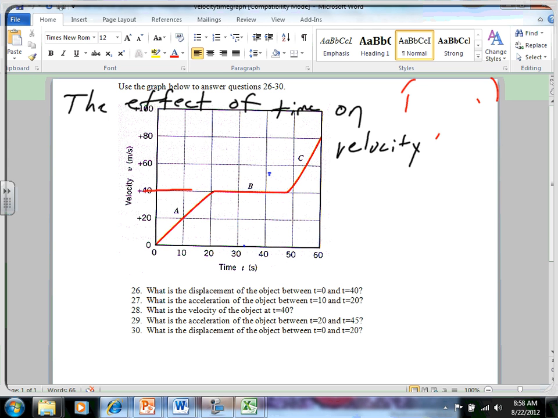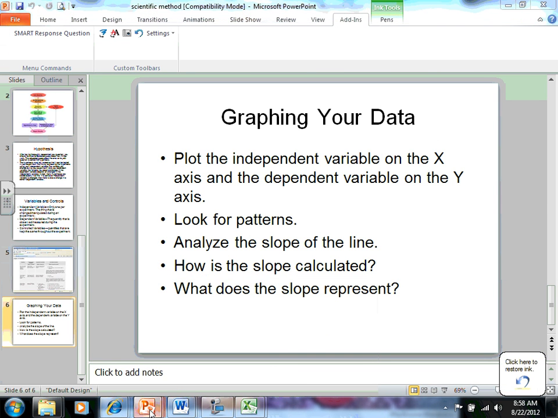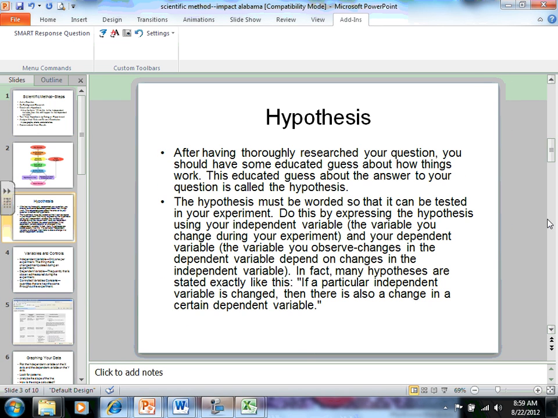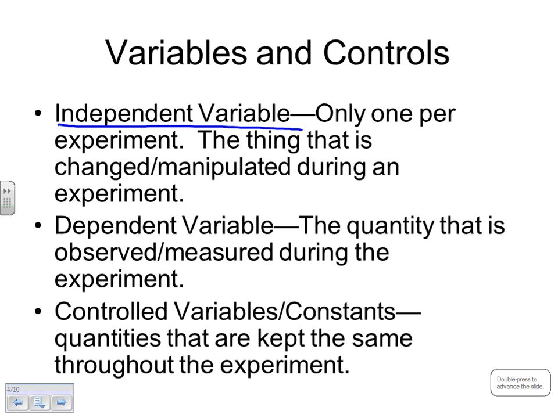All right, I want to backtrack then and just reinforce a couple things, and then we'll switch gears and do something else. So again, when you're designing an experiment, how many independent variables are you going to have? Just one. The independent variable, remember, is the thing you're manipulating, the thing you're consciously changing, the thing you want to know what effect it has on something else. The dependent variable is the thing that you're actually measuring.